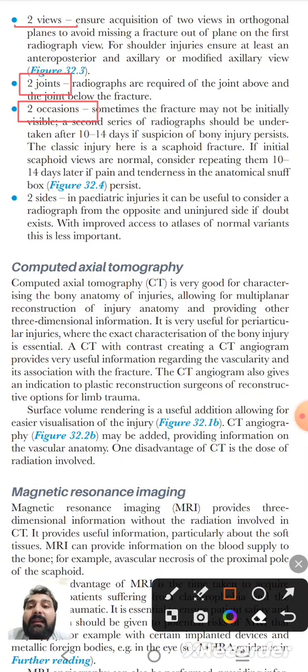And I will add that if we are going to do any manipulation, like patient has come with hip dislocation, we'll obtain an X-ray before the manipulation and after the manipulation.